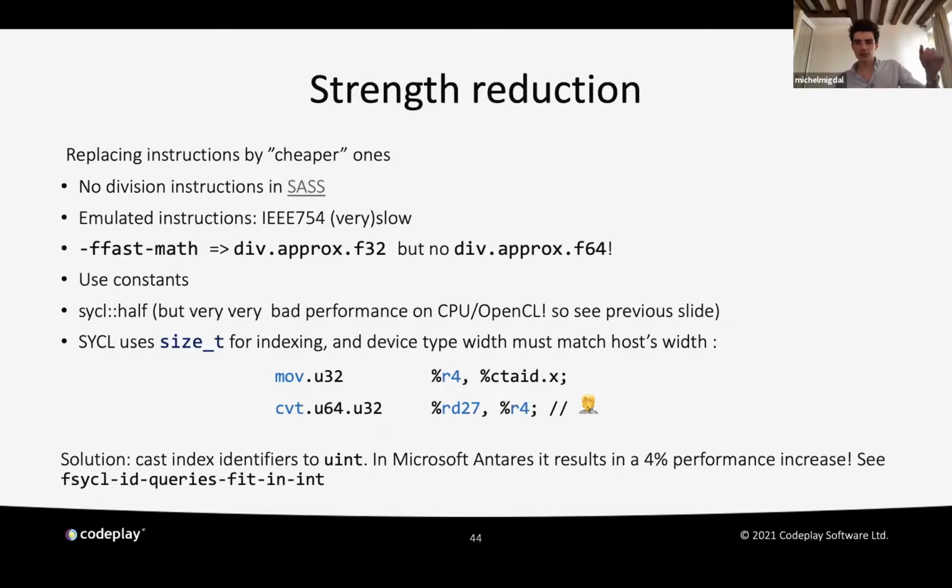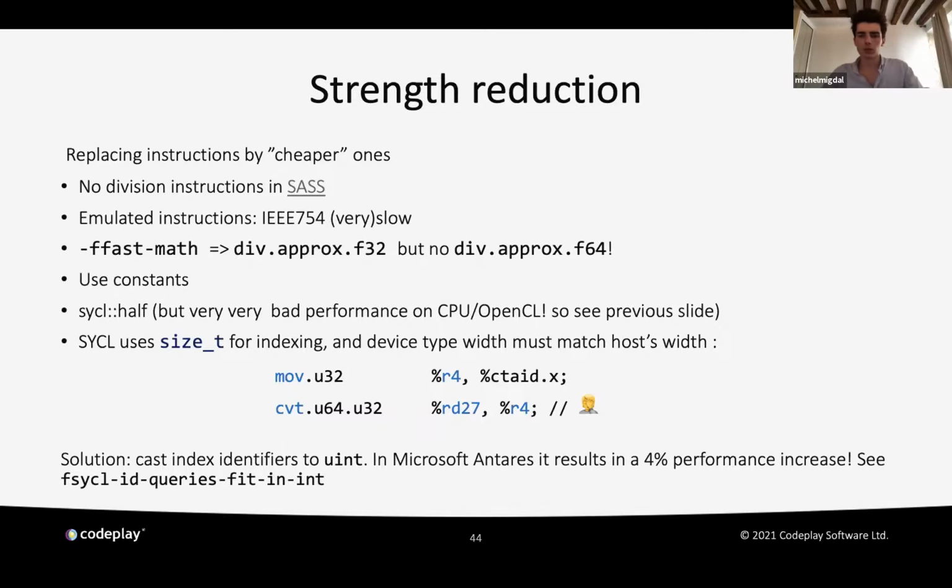Anyway, just turning all the addressing from size_t to uint in a single place, I was able to get a 4 or 5% performance increase in kernels generated by Microsoft Antares. These are useless instructions, because the CTA ID will never be 64-bit, even though it can be in the hardware. But once again, that is an issue of SYCL because you are targeting any hardware and you are not always able to specialize the kernel. I will be talking about that later.